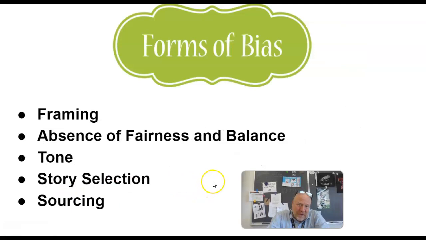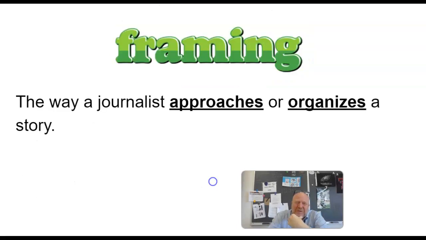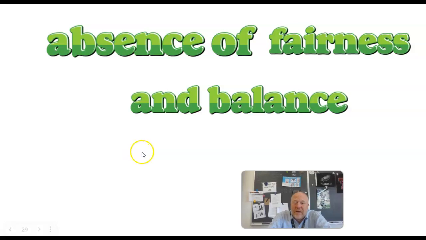Now here's the forms of bias. Here's how these things happen. Framing, absence of fairness and balance, tone, story selection, and sourcing. So framing, it's the way you might approach or organize a story. You put all the good stuff first and the bad stuff last, or vice versa, without getting them both equally in the beginning. Not everybody reads the whole story. That can be a form of bias.